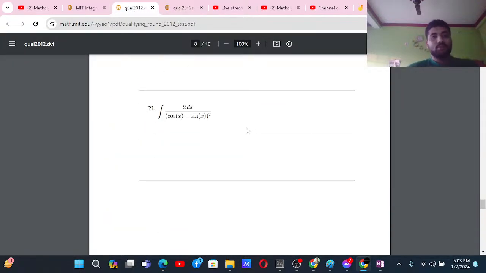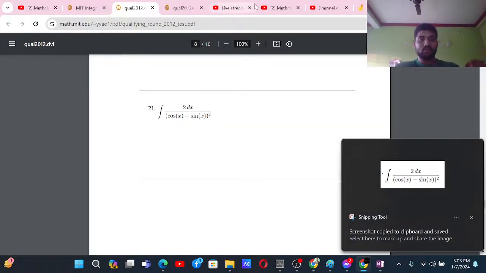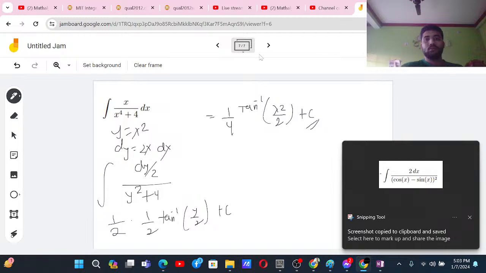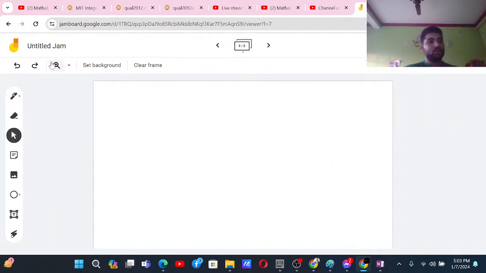Now here's the last problem. It seems like this last problem is somehow challenging, or somehow fun to work on. Okay, so let's see how that problem goes.